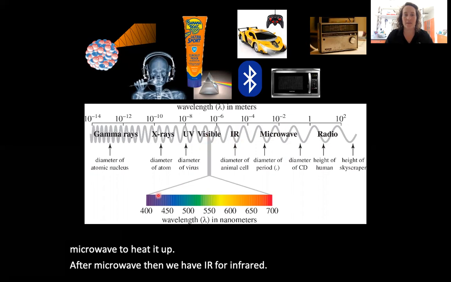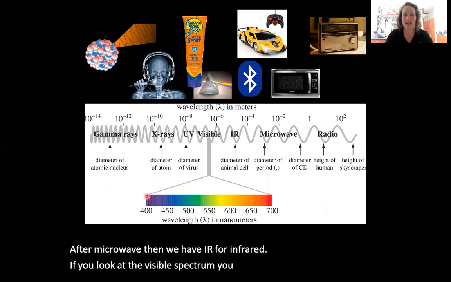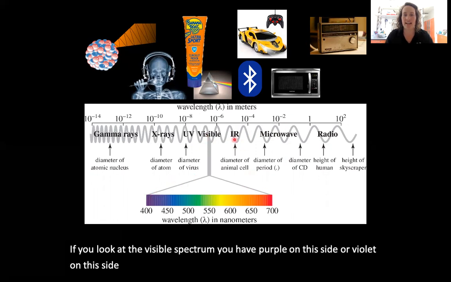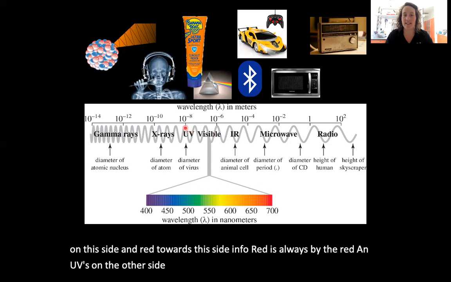If you look at the visible spectrum, you have purple or violet on this side and red towards this side. Infrared is always by the red, and UV is on the other side of visible, and this stands for ultraviolet. Look, here's violet. Makes a lot of sense.